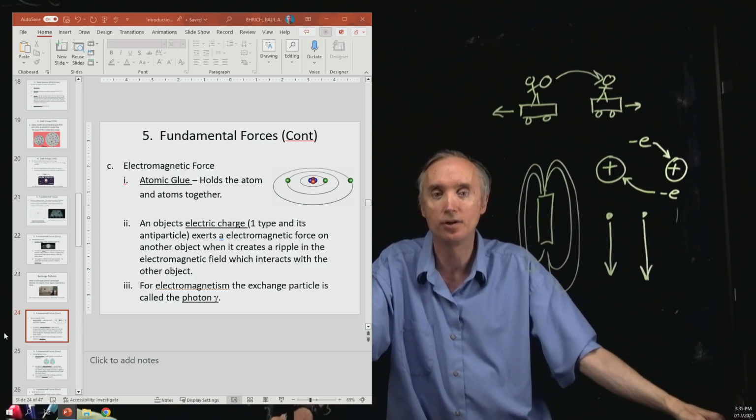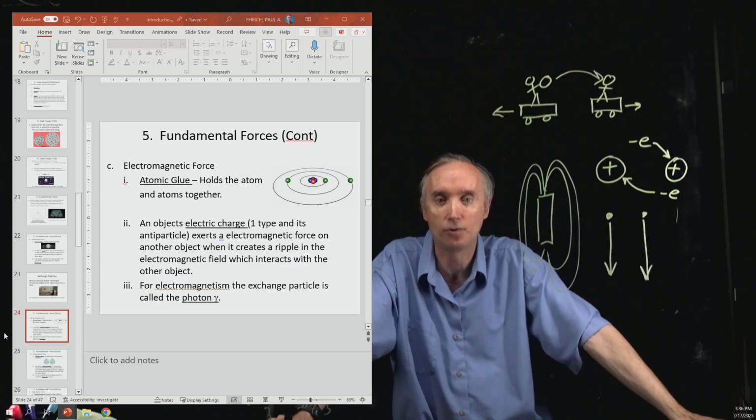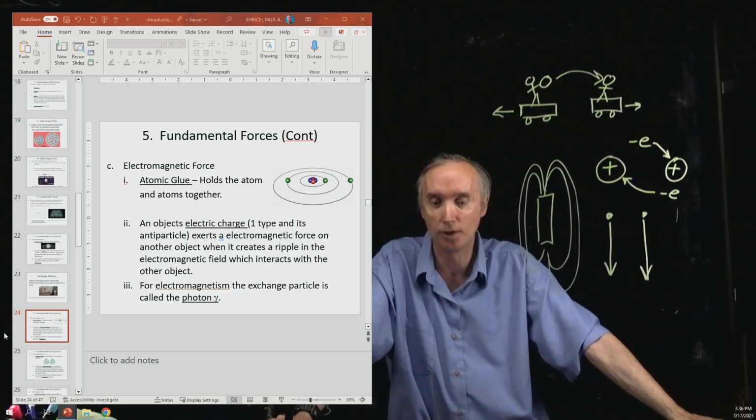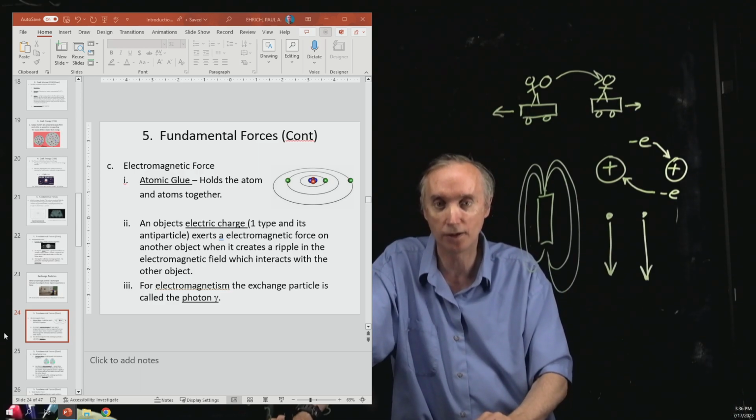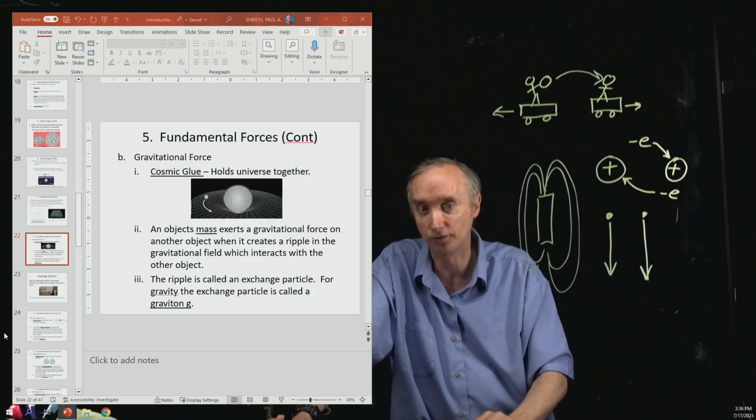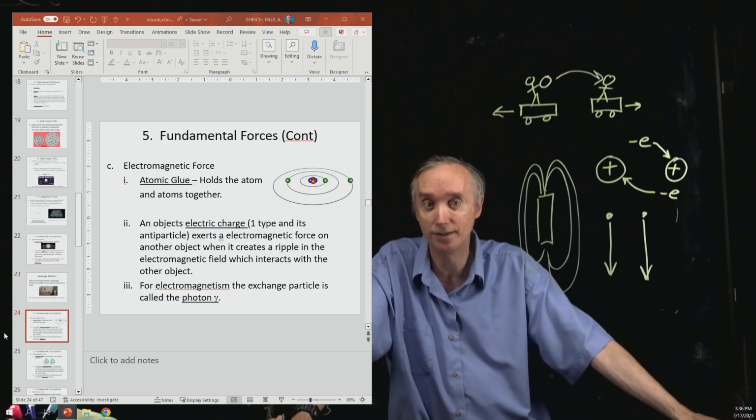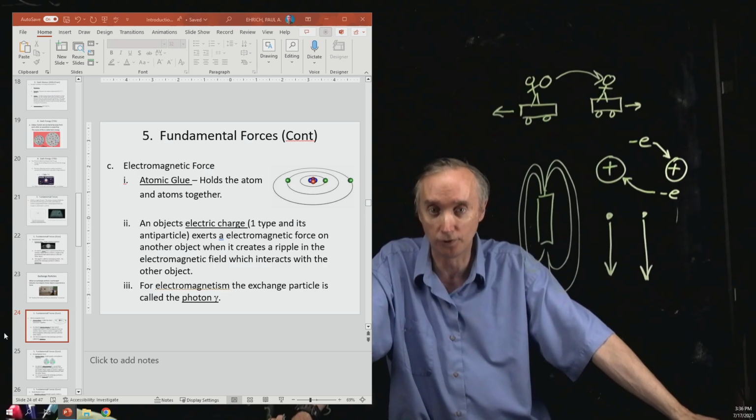It's going to exert an electromagnetic force on another object, and when it does so, it's going to create a ripple in the electromagnetic field. When it was gravity, it was a ripple in the gravitational field. This time, it's a ripple in the electromagnetic field. And that ripple is the exchange particle called the photon. You should remember that because that's what light was.